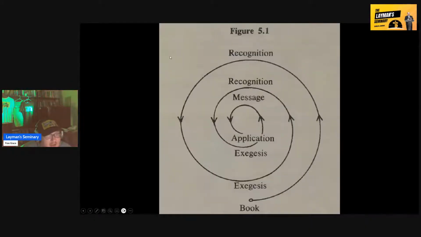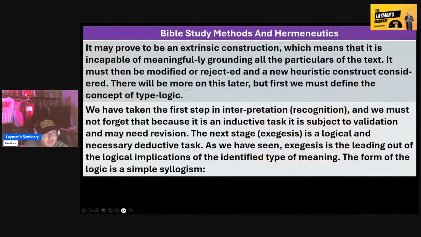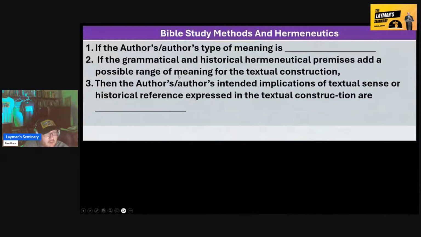So this is how it's depicted here. You start with the book. You're doing your recognition, all right? That's basically what inductive Bible study is. Then you shift into exegesis, and you're looking at the parts of the whole. We're on the exegetical step right now. Another way this has been done is from The Hermeneutical Spiral, a little bit more in detail, and we'll come back to that. But that's where we're at right now in the process.